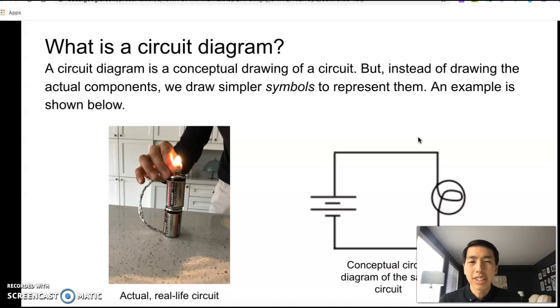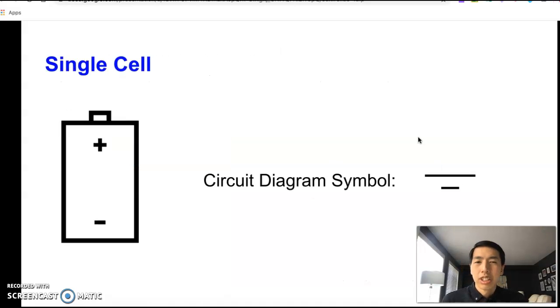So in order to draw these diagrams, you're going to need to know what the symbols are. So that's what this slideshow is for, and this slideshow is available on Google Classroom for you guys. So here's the symbol for just a single cell. Those things that I've been calling batteries, they're actually called cells. That's the technical word for it. When you put two or more of them together, then we call it a battery. But that's just technical details. I won't worry too much about whether you call it a cell or a battery.